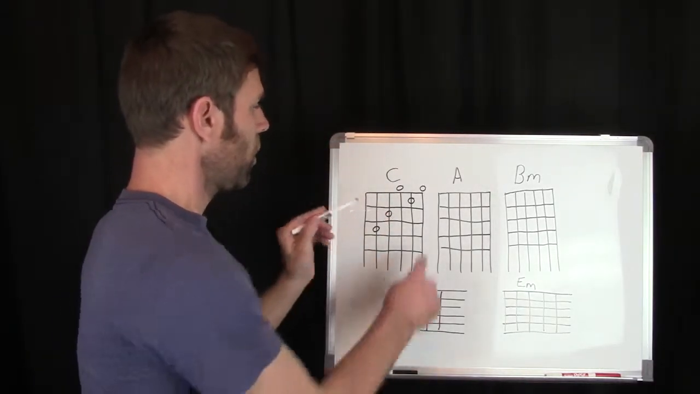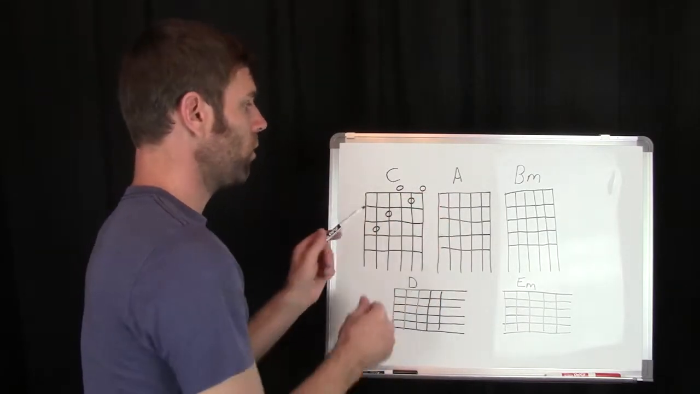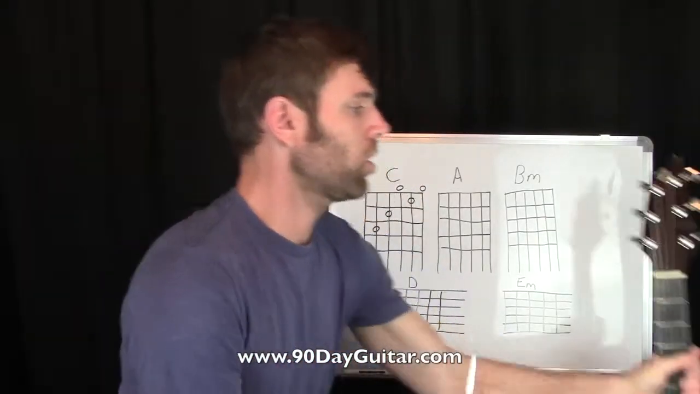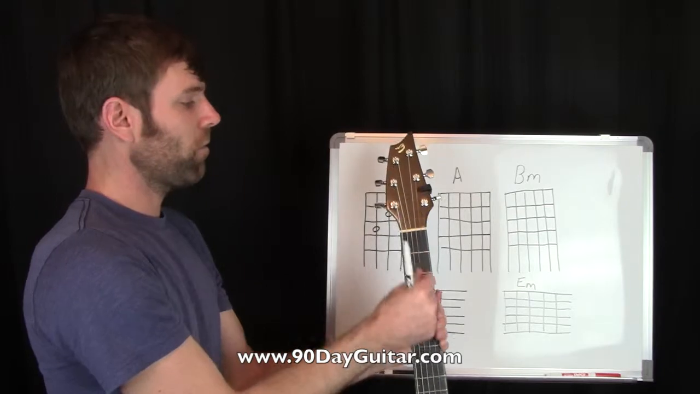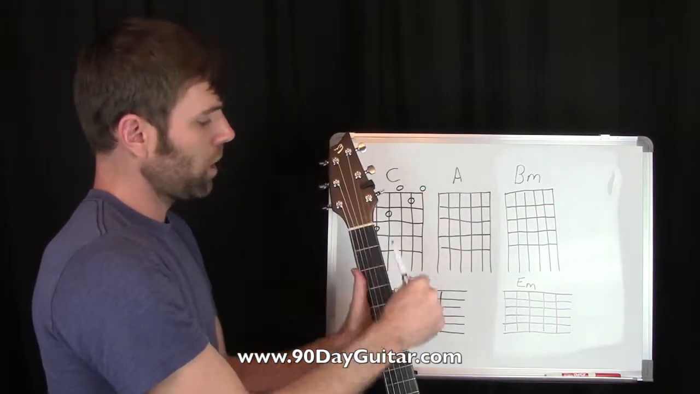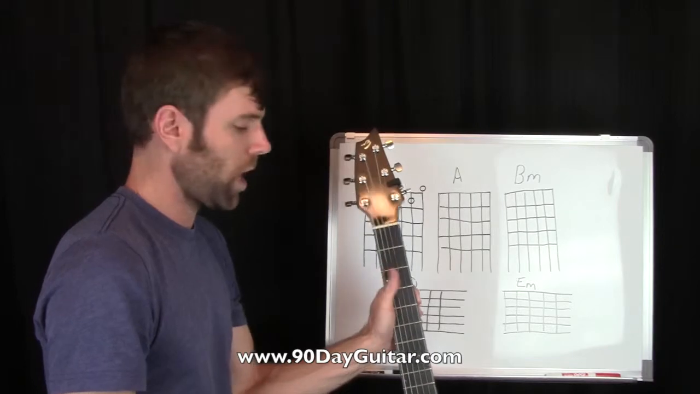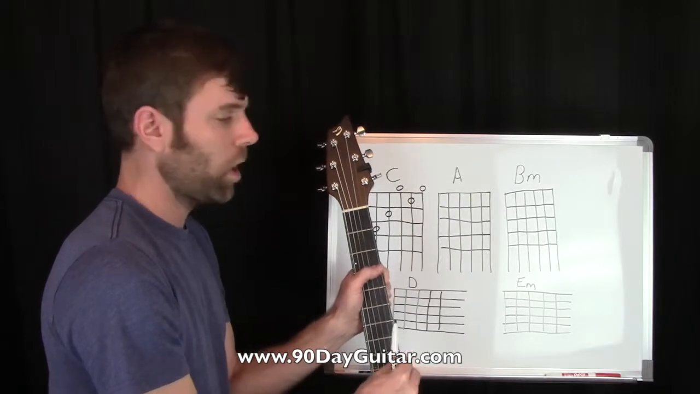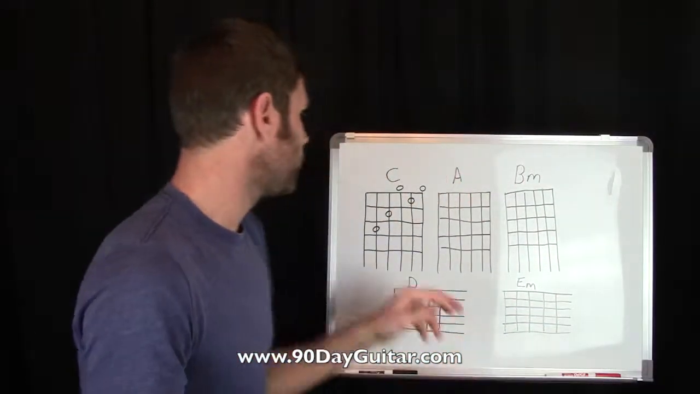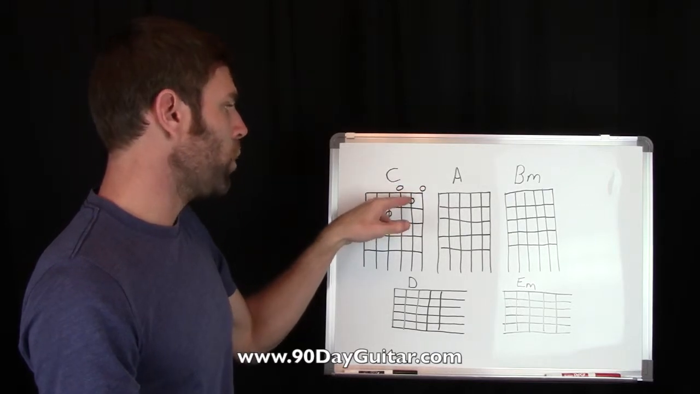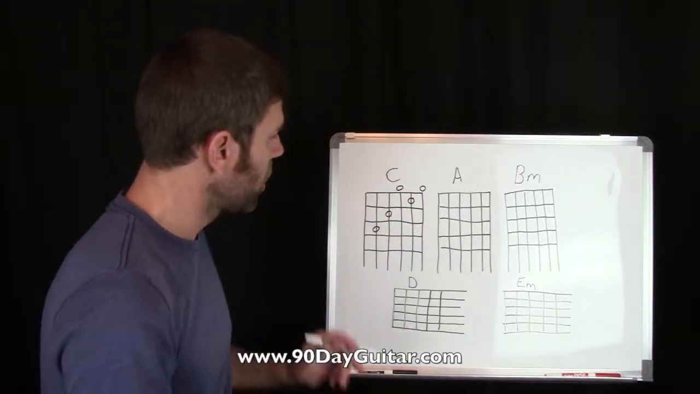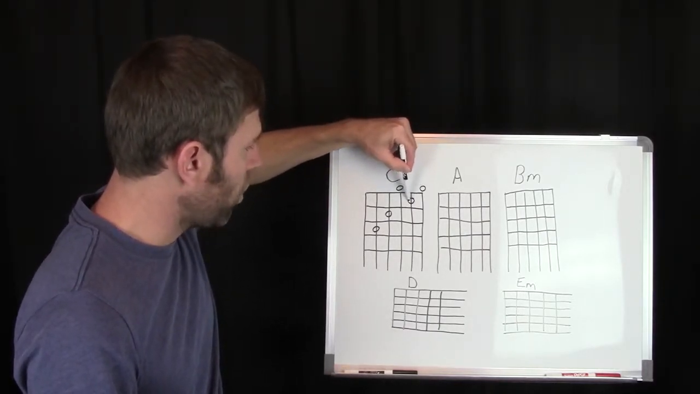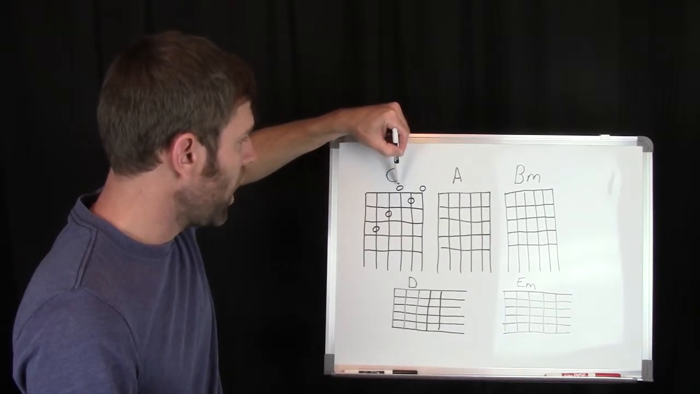In other words, this first string is going to be played open because the dot is not on the fretboard, it's above the fretboard. So when you play that first string, it's going to be ringing from here. We'll just play it open and it sounds just like that. Same thing on this 3rd string, it's also going to be ringing open. But on the 2nd string, we have a dot on the 1st fret. You're going to have a finger on the 1st fret of the 2nd string.